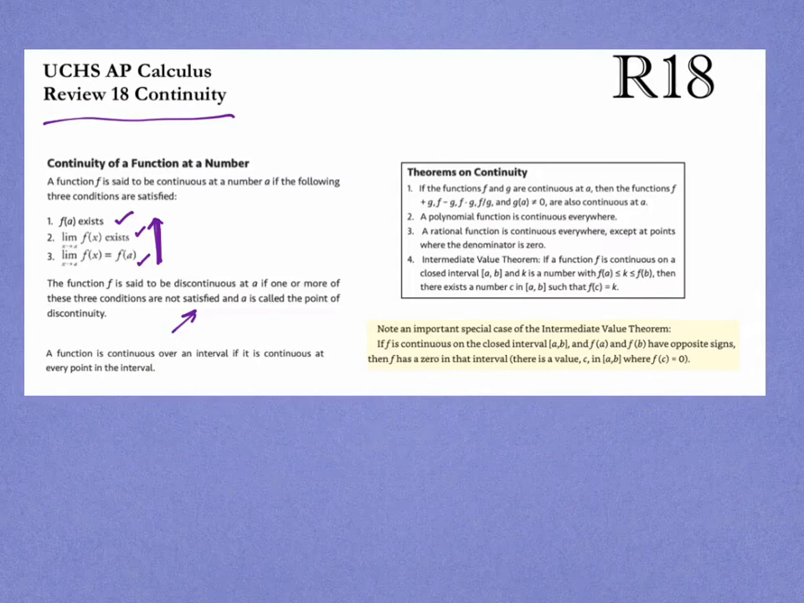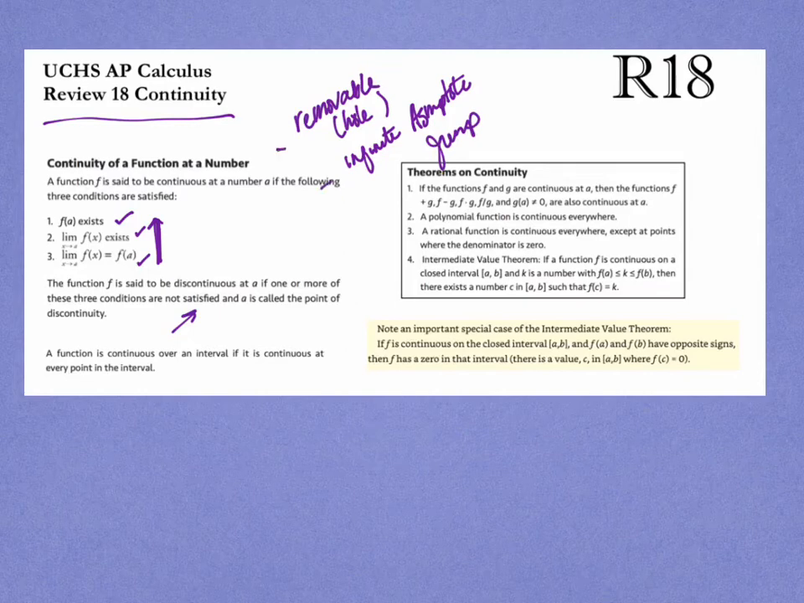And we have kinds of discontinuity. We have removable, which is like a hole. And we have infinite, which is with asymptotes. And we have jump. So we have three kinds of discontinuity. So remember those three and what it entails. We'll do some examples of those.